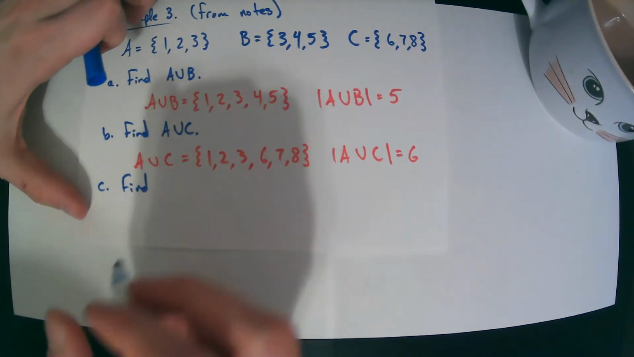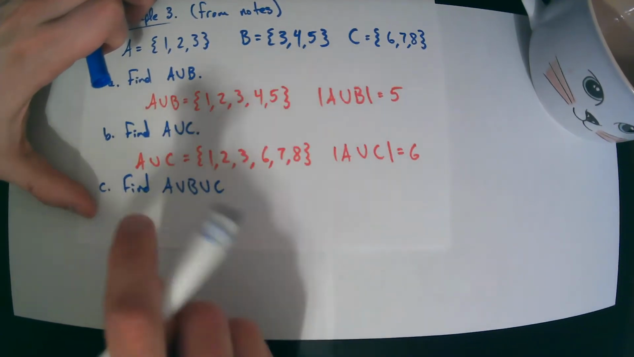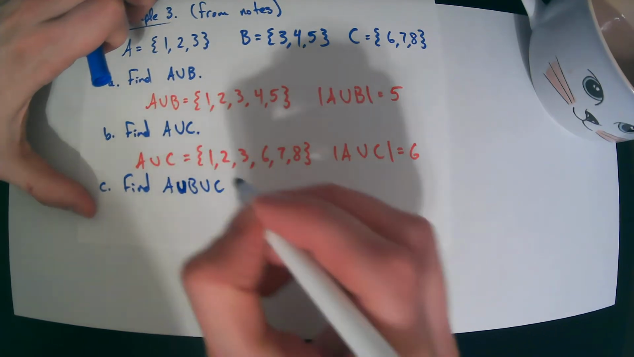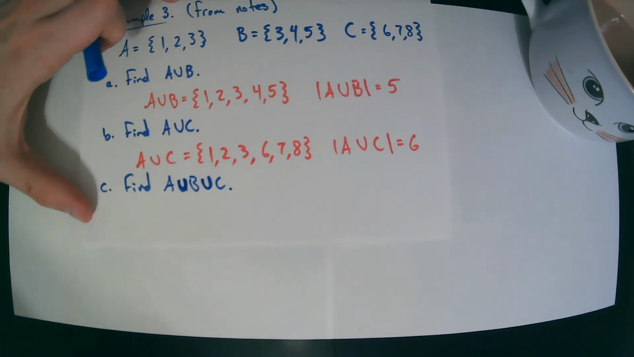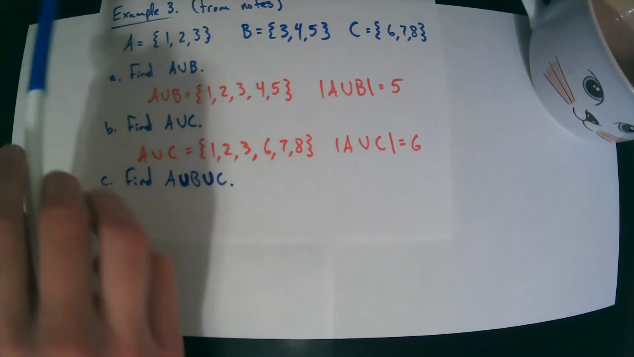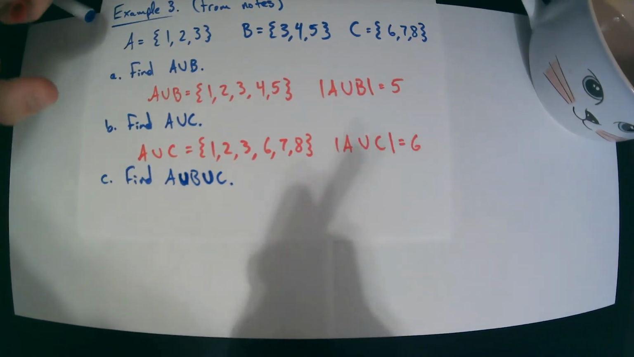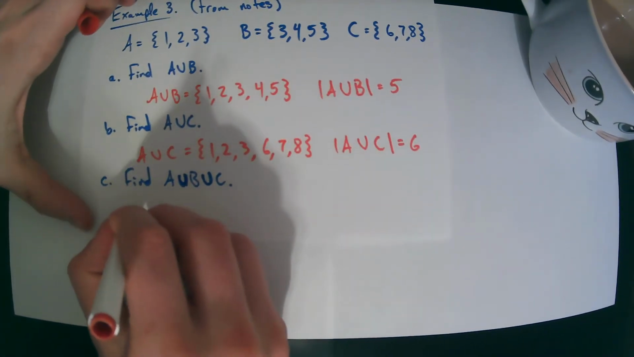What is A union B union C? Sorry, that's supposed to be a union. Sometimes my union symbols look like V's. A union B union C. So we want to do all 3. Well, all we do is combine all 3 of these sets. It's like a set addition, almost. It's kind of like adding the sets together, in a way.